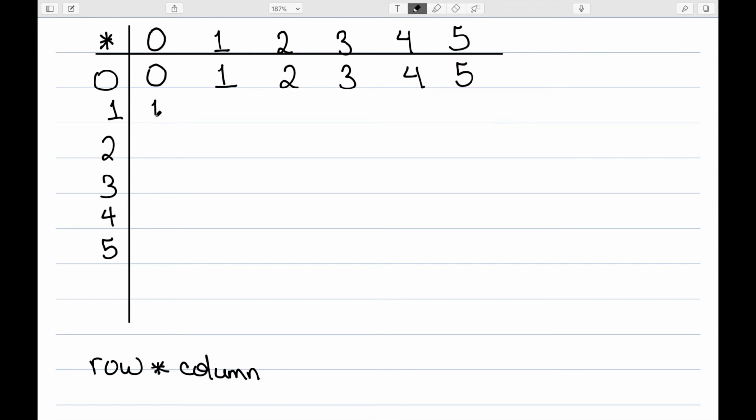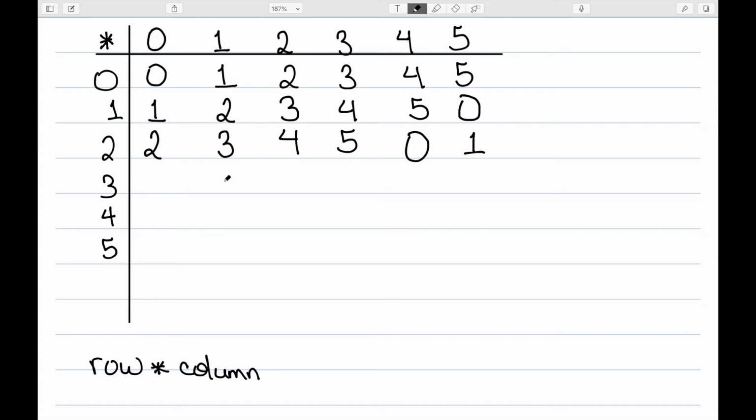1 plus 0 is 1. 1 plus 1 is 2. 1 plus 2 is 3. 1 plus 3 is 4. 1 plus 4 is 5. And 1 plus 5 is 6, which has a remainder of 0. 2. 2 plus 0 is 2. 2 plus 1 is 3. 2 plus 2 is 4. 2 plus 3 is 5. 2 plus 4 is 6, which will have a remainder of 0. And 2 plus 5 is 7, which has a remainder of 1.